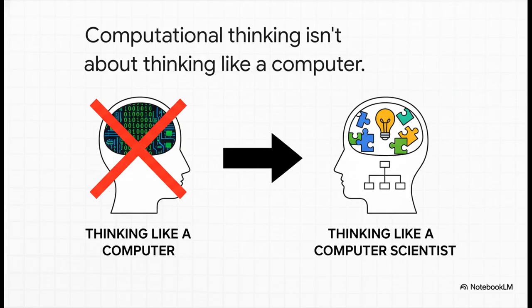And this is the big takeaway, the most important thing I want you to remember. Computational thinking is not about thinking like a computer. It's about learning to think like a problem solver. It gives you a structured, repeatable, and incredibly powerful framework to tackle any complex challenge that life throws at you, whether that's in business or science or even just planning a trip.